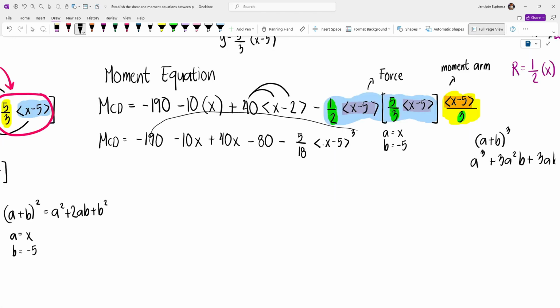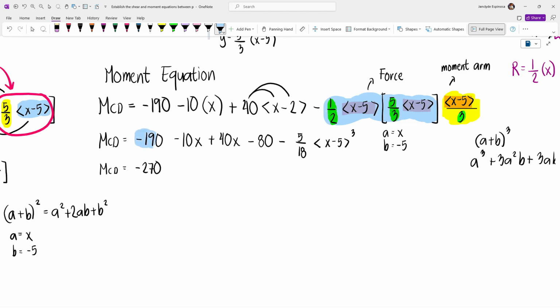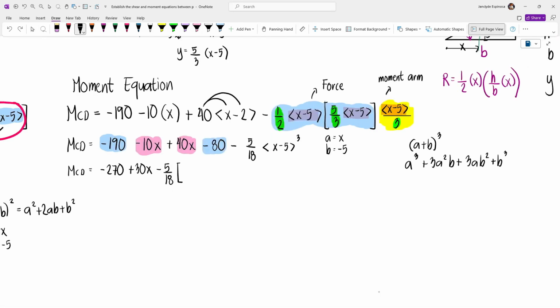And so expanding this, we can join the like terms. So MCD equals negative 190 minus 80. That's going to give us minus 270. Let's join the constant terms and also the terms containing X. So minus 270 and then plus 30X. And then we have minus 5 over 18. And then expanding this one, we have A cubed, that's going to be X cubed. And then plus 3 times A squared, so 3 times X squared times B, which is negative 5, and then plus 3AB squared, so 3 times X times (negative 5) squared, and then plus (negative 5) cubed for this term.